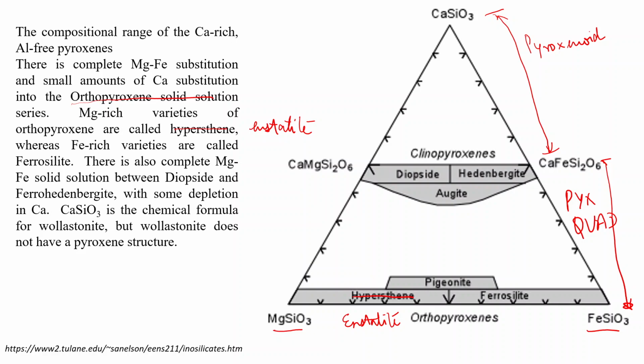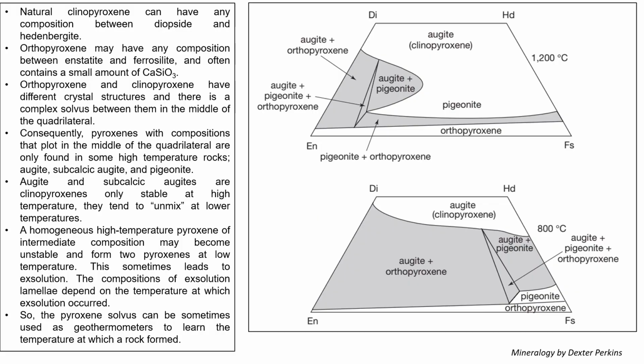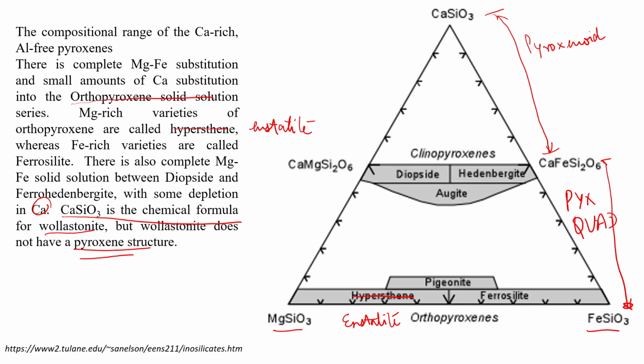Then there is also a complete MgFe solid solution series between diopside and ferrohedenbergite or hedenbergite, and then there is some depletion in the calcium. And as I have previously mentioned, CaSiO3 is the chemical formula for wollastonite, but it does not have a pyroxene structure. So we will also see what is the difference between the structure of pyroxene and pyroxenoid. Let me just mention it over here so that we don't wait too long.